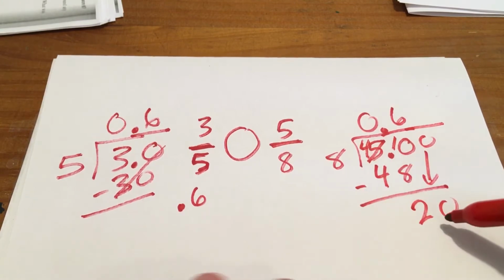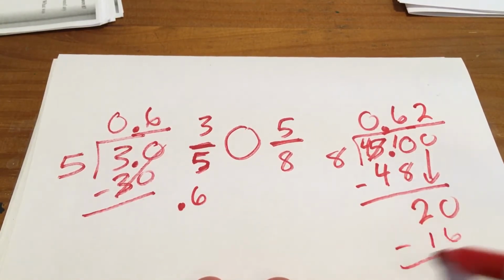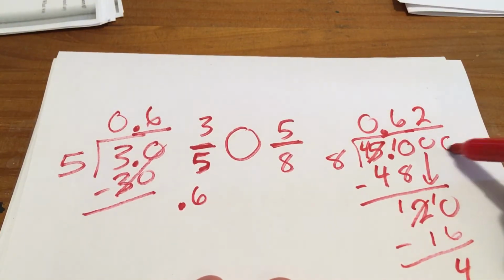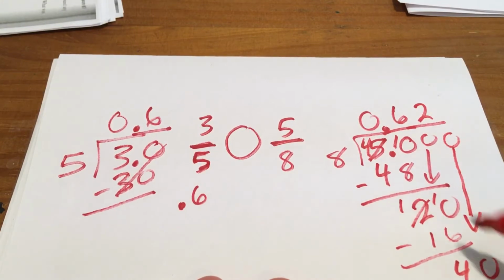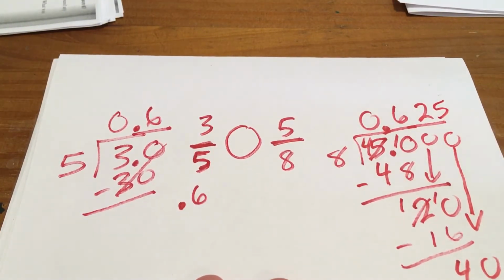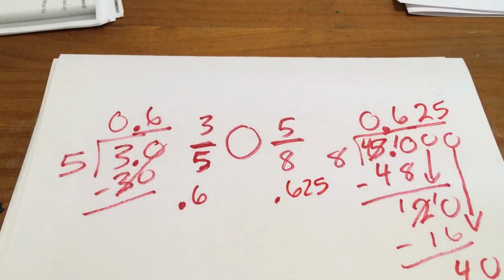Can 8 go into 20? Yes, 2 times. We have 16. Borrow from the 2. 10 minus 6 is 4. Add another 0, bring it down. 8 goes into 40 5 times evenly. So now we have 0.6 and 0.625.